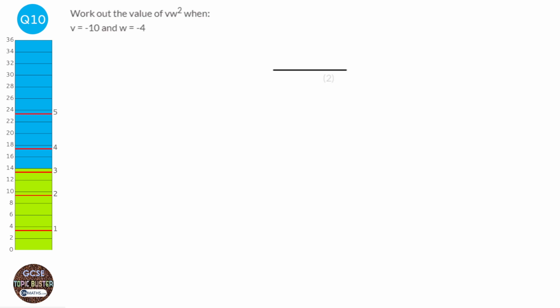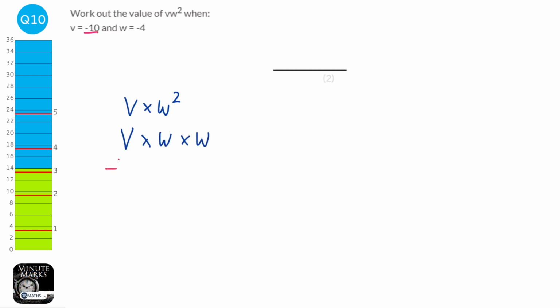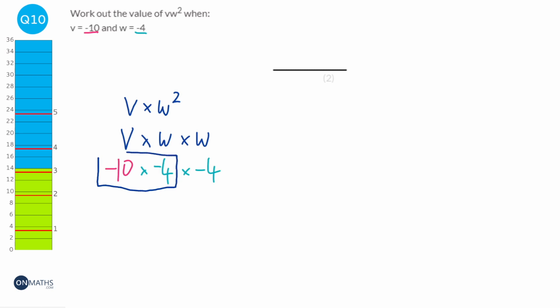Let's rewrite this expression but with a times sign in, so V times W squared. Now W squared just means times by itself, so we can rewrite that as V times W times W. Okay, so we know V is minus 10, and we know W is minus 4, so it's times minus 4 times minus 4. When you multiply, it doesn't matter which order we do it. So I'm just going to do these ones first, and I'm going to ignore that times minus 4 at the end.